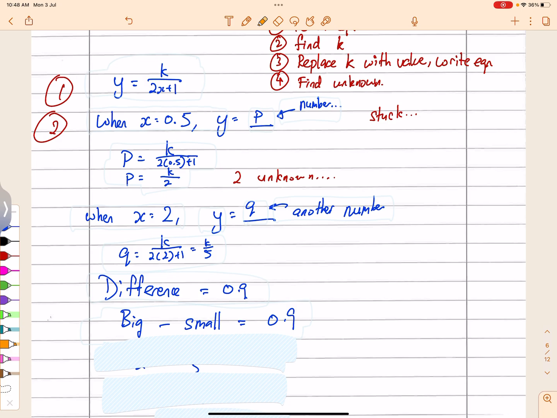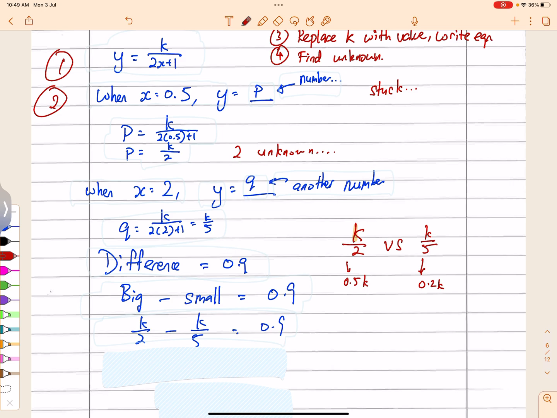So then the question is, k over 2 versus k over 5, which one is bigger? So if you convert half into a decimal, this is like 0.5k. This is like 0.2k. Oh, so actually k over 2 is bigger. So I put k over 2 in front. k over 2 minus k over 5 equals 0.9.